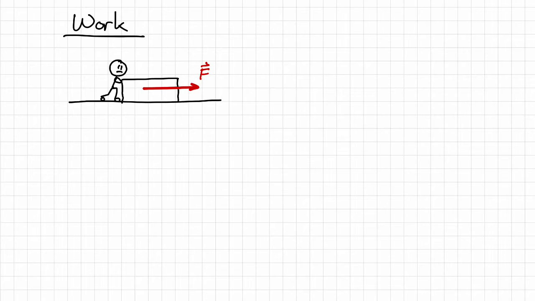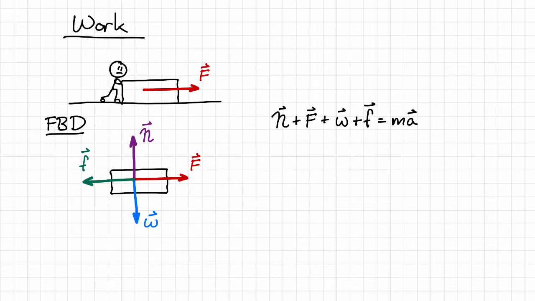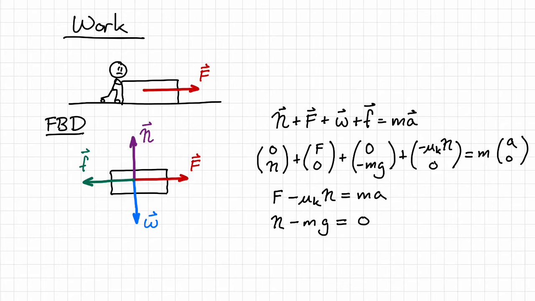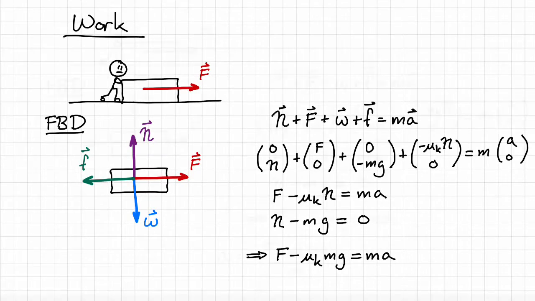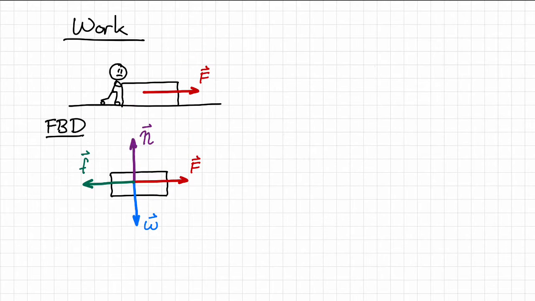Bob pushes a box with some force F. We draw a free body diagram, including the normal force, the weight, the force of Bob, and friction, and then we sum our vectors. Once we've summed our vectors, we can create the equations of motion. From the equations of motion, we find the acceleration, and we can plug the acceleration into kinematics to determine the motion of the box.